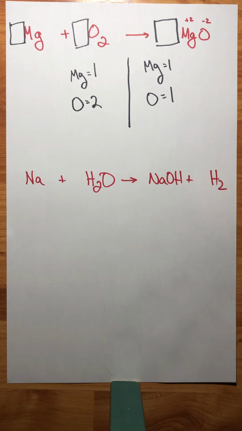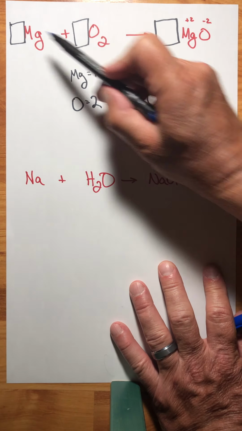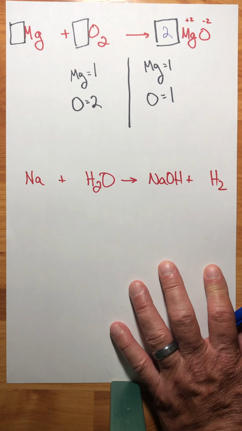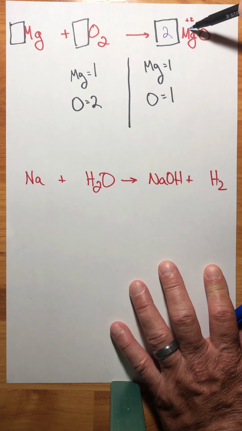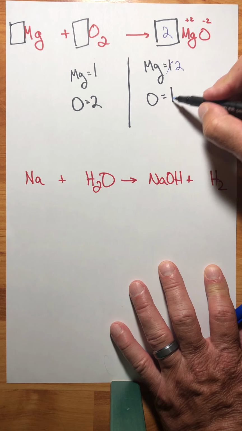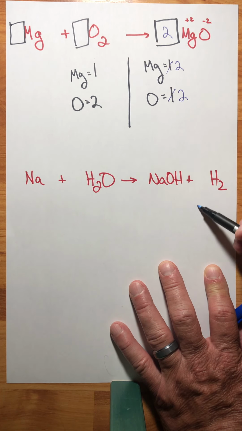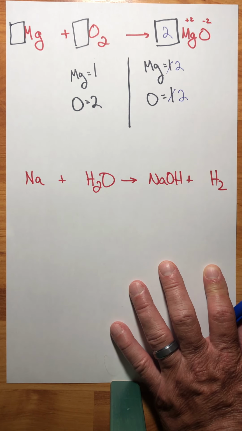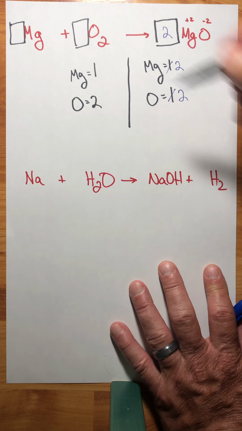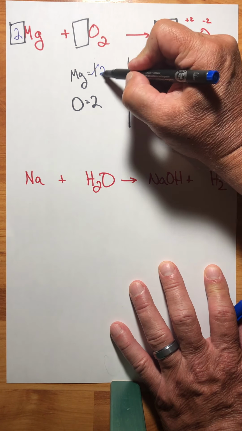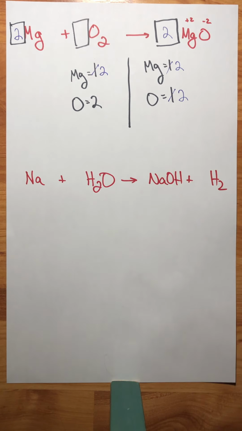So what I'm trying to do is put numbers in here to balance my inventory. So if I put a 2 there, I am going to change everything after it by multiplying it by 2. So instead of one magnesium, I'm now going to have 2. And instead of one oxygen, I'm going to have 2. Now the cool thing about doing that is my oxygens are now balanced. My magnesiums aren't anymore. But if I put a 2 there, that now gives me 2 magnesiums. And now everything is balanced.